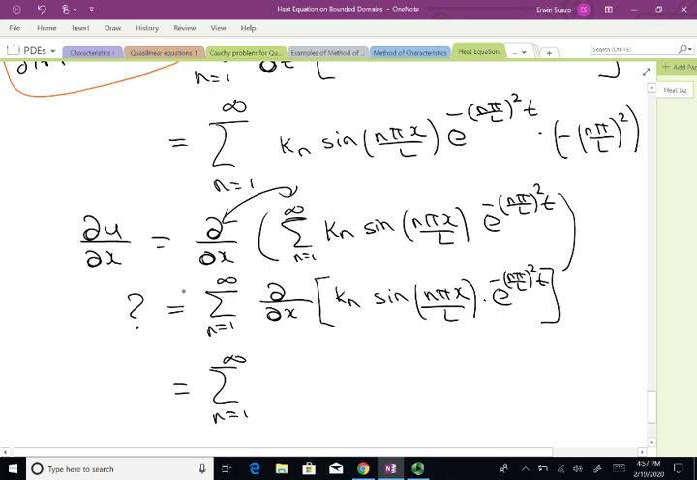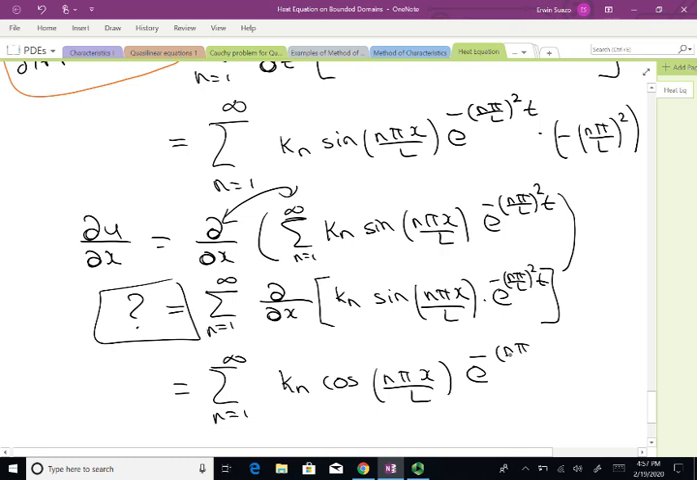So this is the question mark here, right? So can we do this? Okay, we're going to write propositions to see that we can do that. So in that case, this is k to the n, the derivative of sine is cosine, n pi x over L, e to the minus n pi over L squared t, times the derivative of the inside. The derivative of sine is cosine times the derivative of the inside, which is n pi over L.